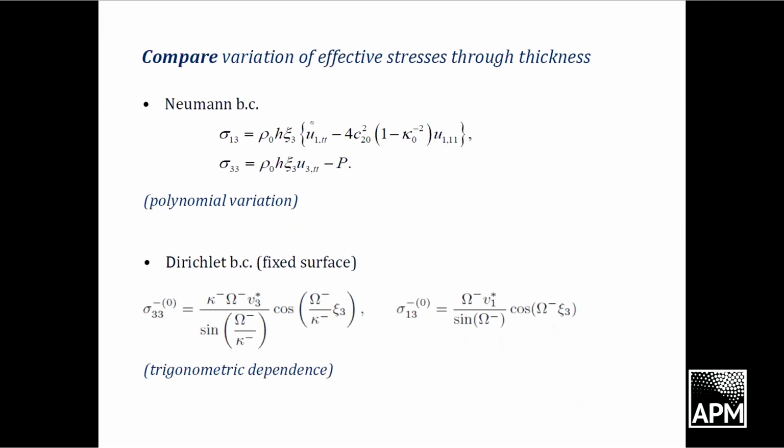And here are the two types of effective boundary conditions. So these were for the free surface, and you see this is a polynomial variation in terms of psi 3.